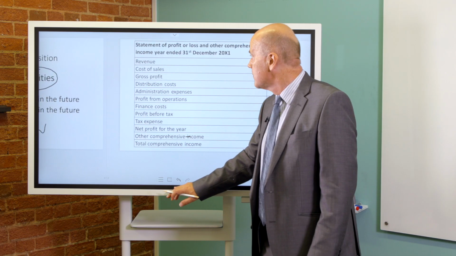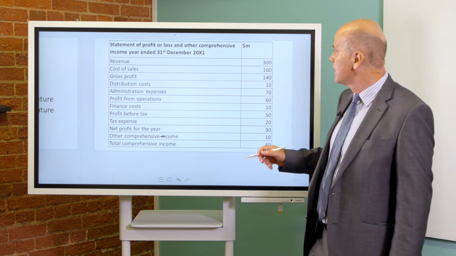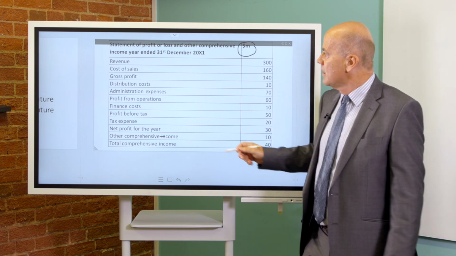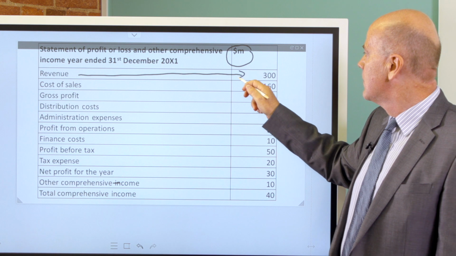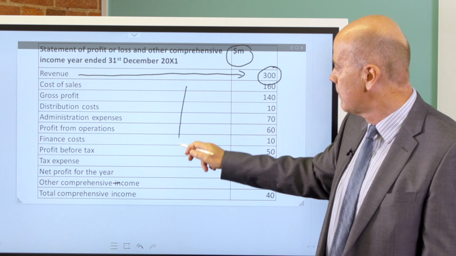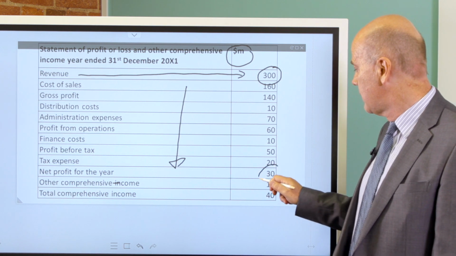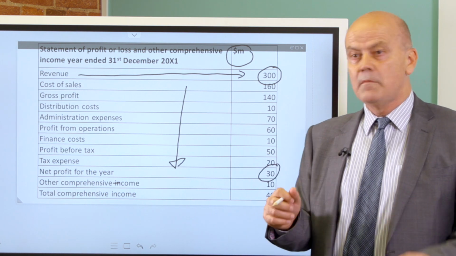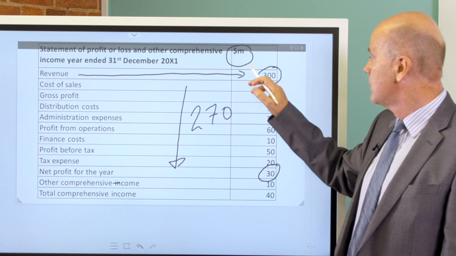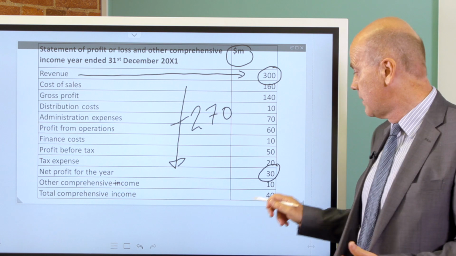Let's do the statement of profit or loss now. What we have here, you can see this. We're talking about millions of dollars, so a big company. They have sales of 300 million, and then they have some cost. So all the costs are written down here. And what we see here at the end is the net profit, 30 million. So you can work out immediately what their costs are here. So I think it's 270 million. 300 million income, minus 270, profit is 30.